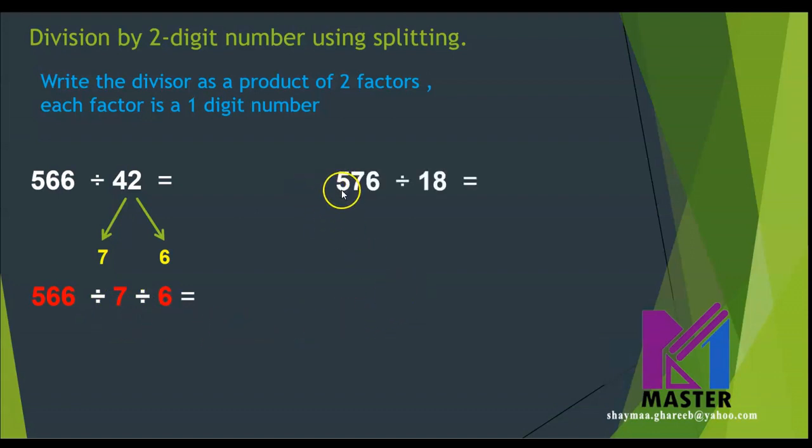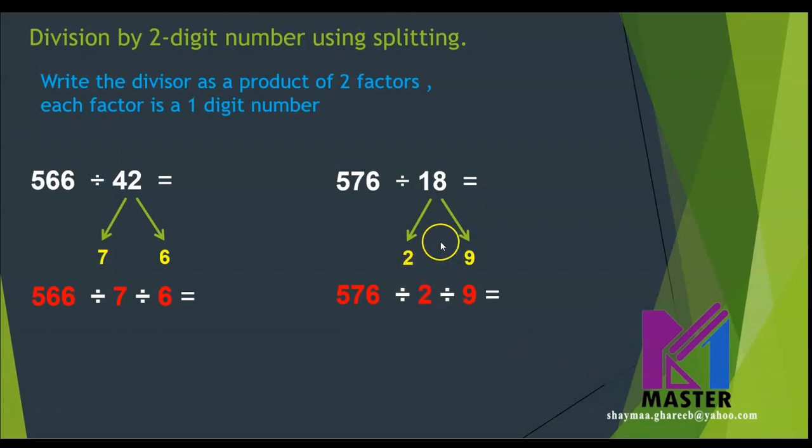If I have 576 divided by 18, I can write the 18 as the product of two factors, which are two numbers that, when you multiply them together, you get 18. We can say 2 times 9. So I can do the division as 576 divided by 2. Then the answer I will divide by 9.